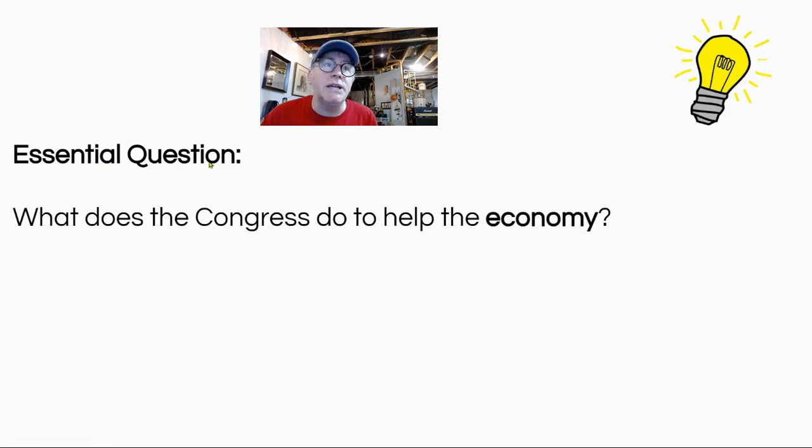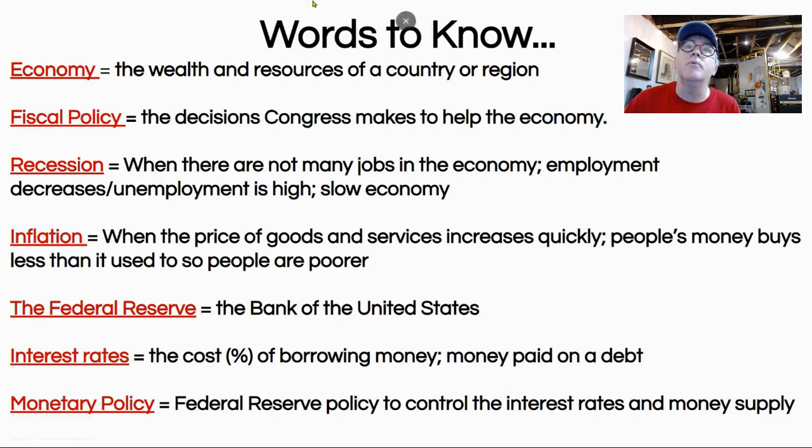The essential question is, what does the Congress do to help the economy? We'll answer that at the end. Words to know during these two lessons. Economy. The economy is the wealth and resources of a country or region. Fiscal policy are the decisions Congress makes to help the economy.